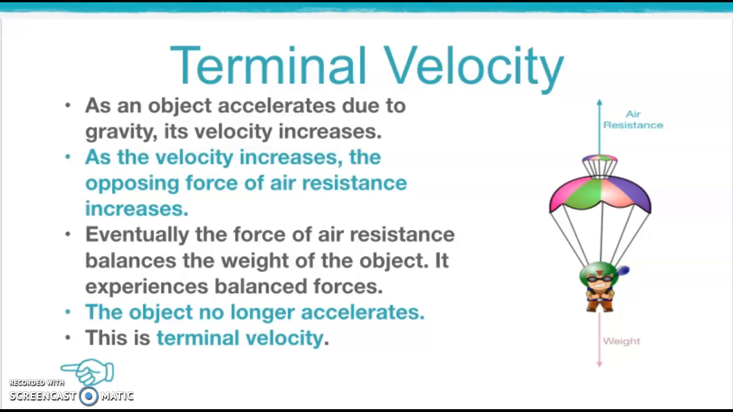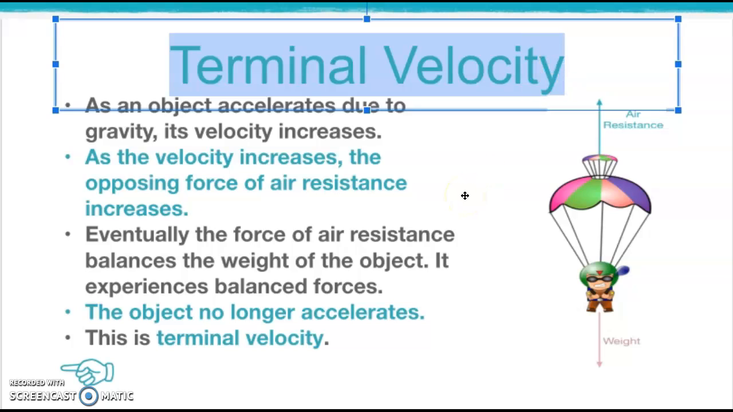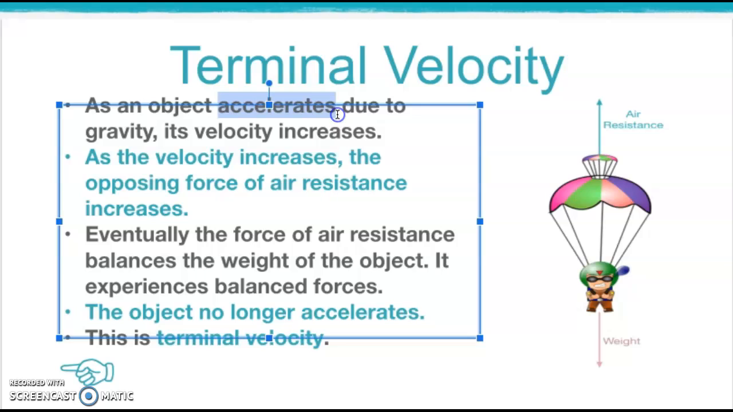Well, one of the phenomena that you might have come across before is this idea of terminal velocity, which is a consequence of air resistance as an object is falling through the air. As an object falls through the air, it accelerates due to gravity, right? So the velocity increases. As the velocity increases, the opposing forces of air resistance increase. So this air resistance starts to build up, and you end up having a counter force to this weight down. Eventually the object no longer accelerates, and this is what we call terminal velocity.